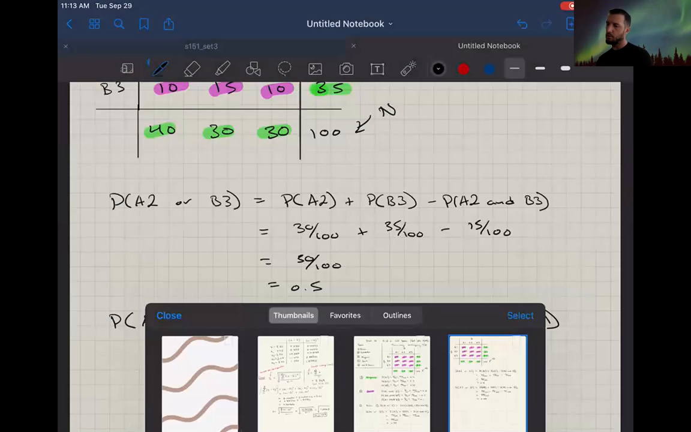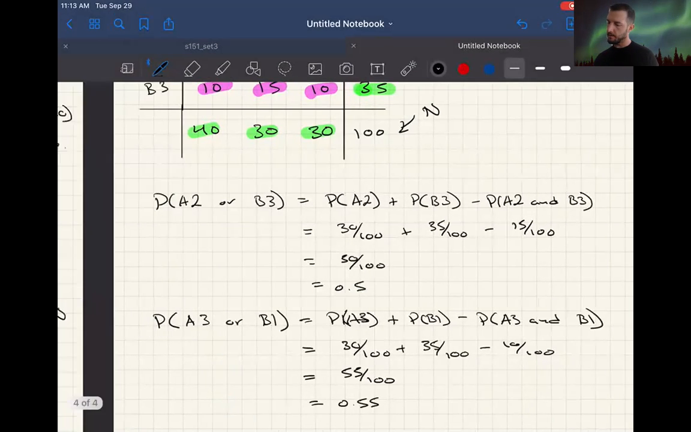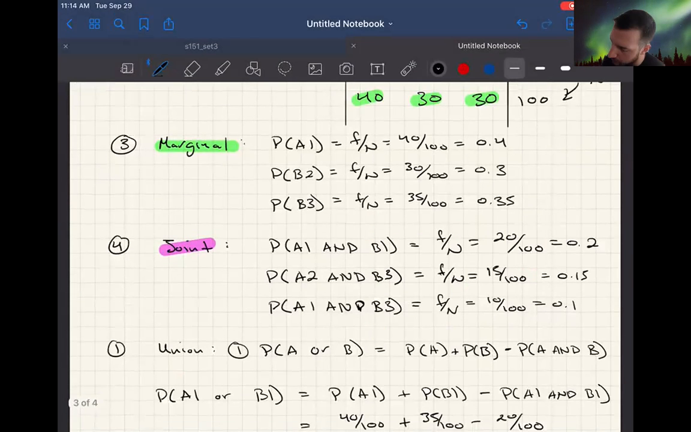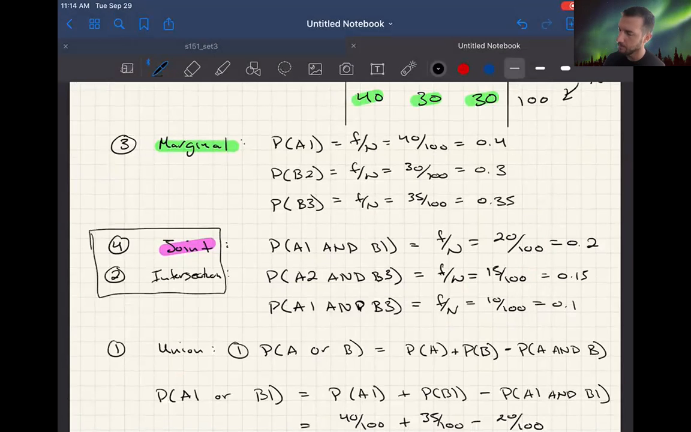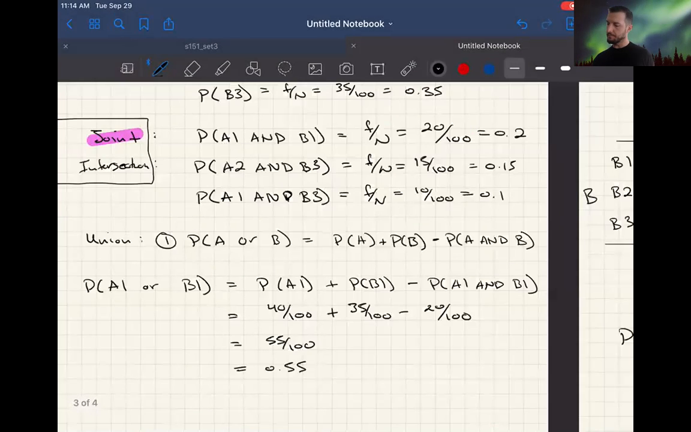Oh, cool. Okay, so actually, I double counted one of the topics here. For 4, this is actually the same thing as 2, which is intersection. All right, so these 2 examples are the same. All right, so the last thing we need to define is the conditional.